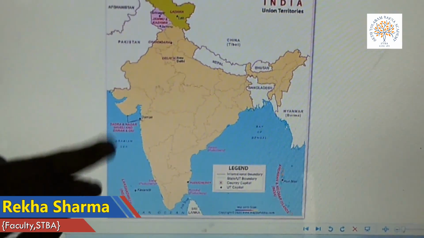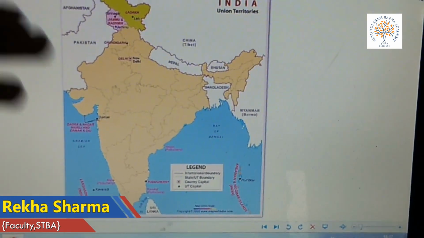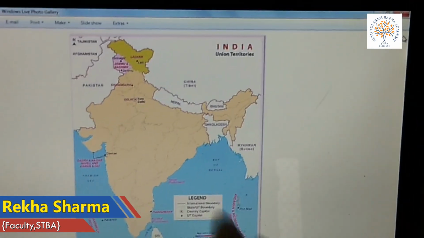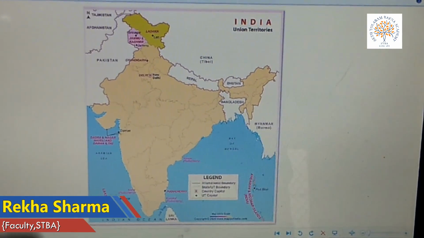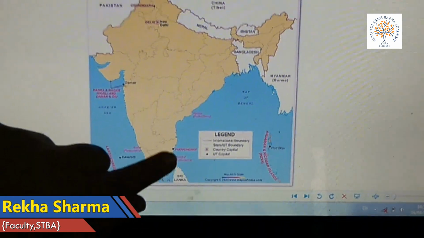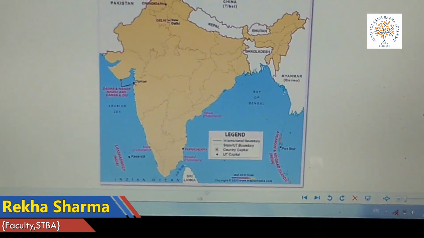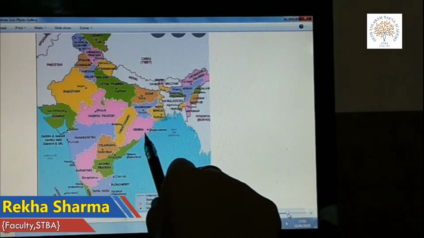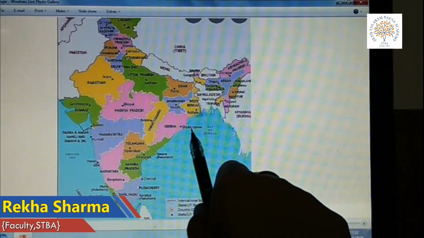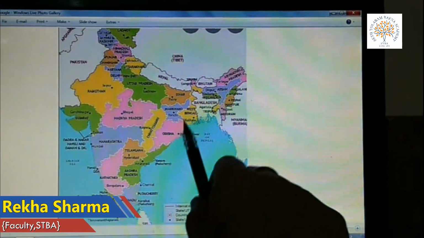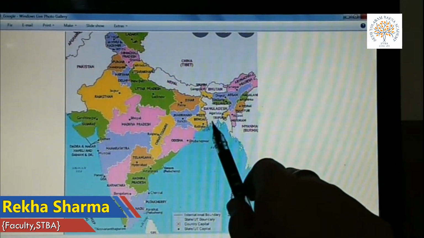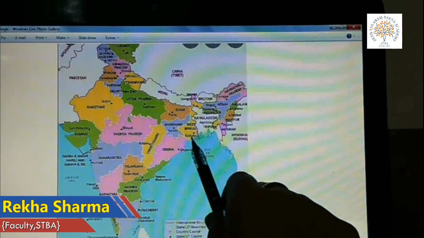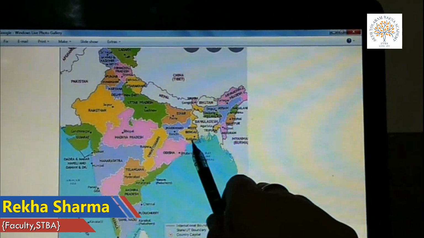Both these union territories are located in the Arabian Sea. Now coming to the east side direction, there is a union territory Puducherry. It is located near the state Tamil Nadu. Towards the west, we'll see the state whose name has changed, Odisha. Its capital is Bhubaneswar. Now we'll go a little to the west side. There is a state West Bengal and its capital is, as you can see, Kolkata.